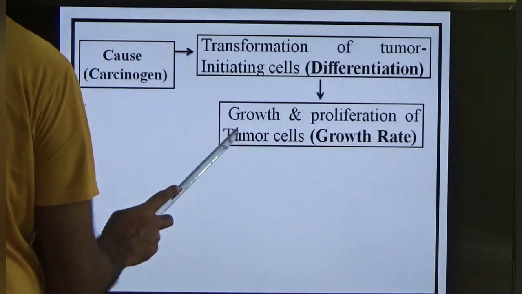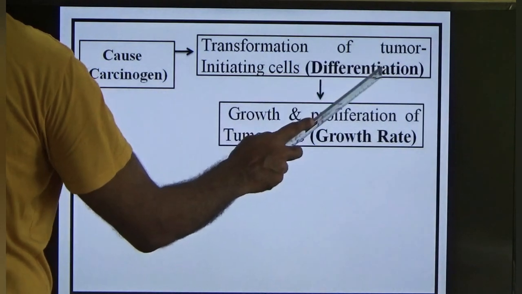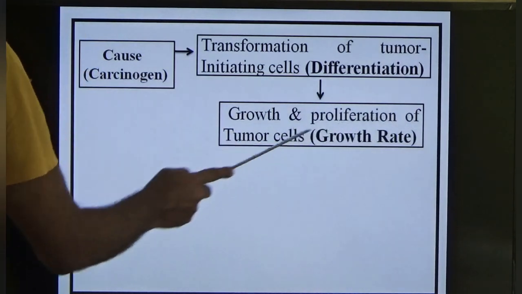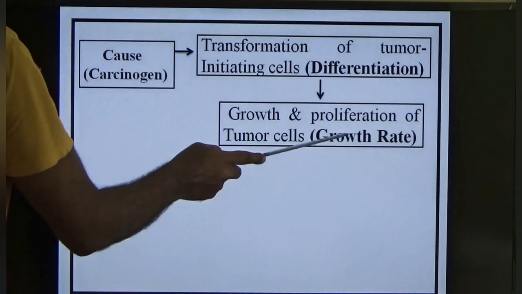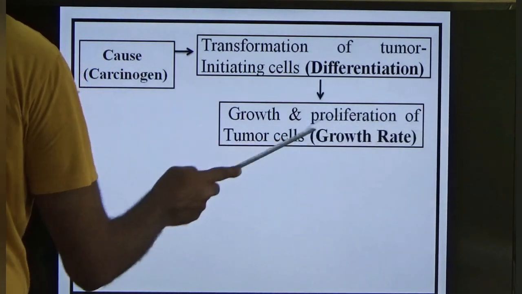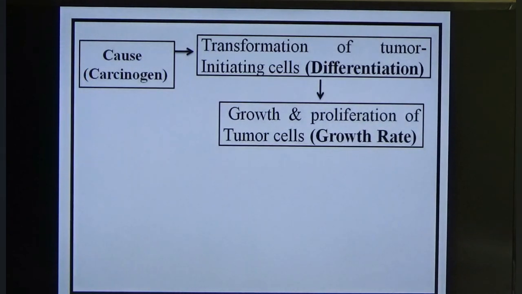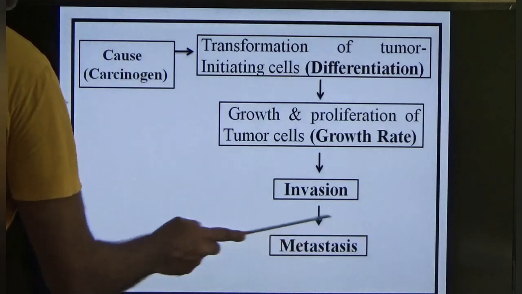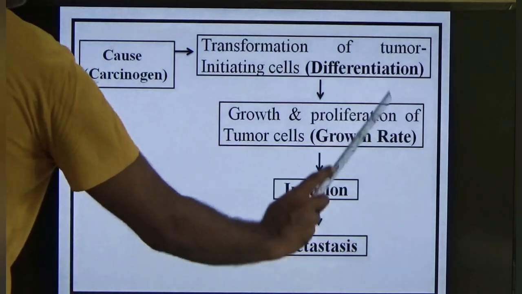So, growth and proliferation. Once dysplasia and anaplasia have happened, the growth rate depends upon the three factors we have discussed. Growth and proliferation of the tumor cells: malignant tissue, the malignant tumor, will grow faster than the benign tumor. And then it goes for invasion and metastasis. This is a simple flow chart.